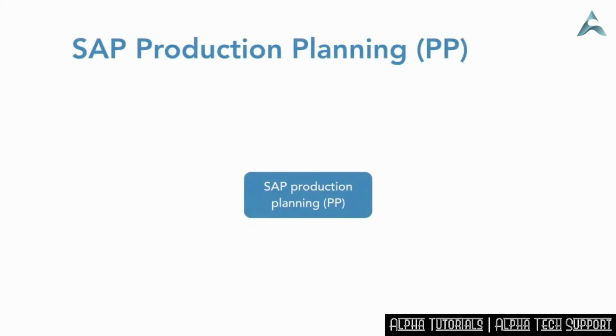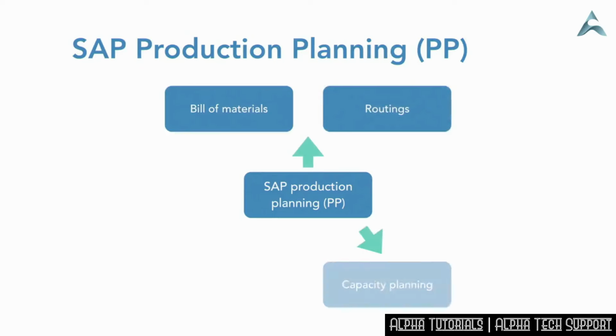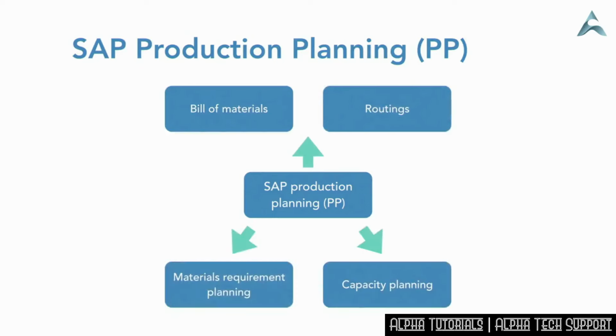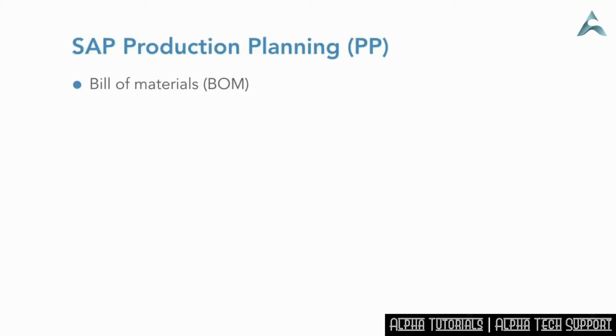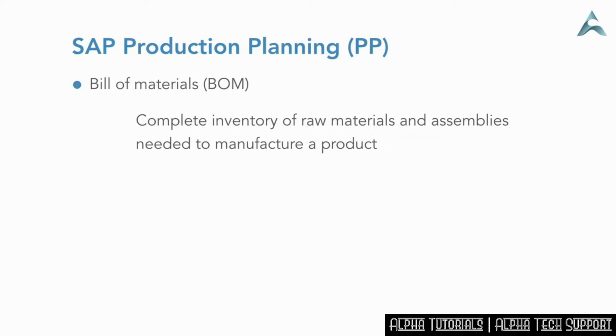Four of the major aspects of the SAP Production Planning are the Bill of Materials, routings, capacity planning, and materials requirement planning. Let's look first at the Bill of Materials. The Bill of Materials is often called the BOM in SAP. It is a complete inventory of the raw materials, assemblies, and other components needed to manufacture a product. Essentially, a bill of materials is the ingredients list part of a recipe.